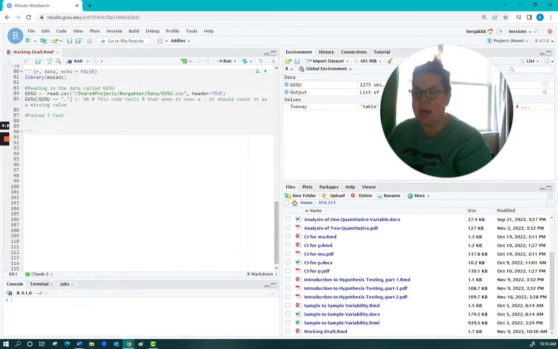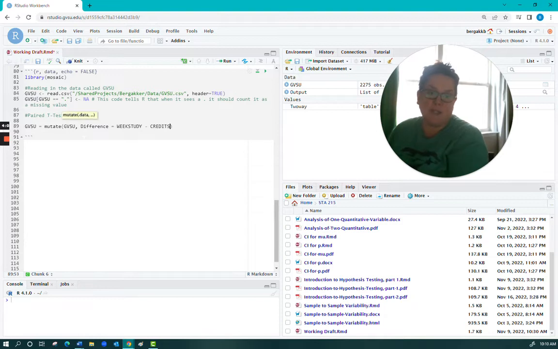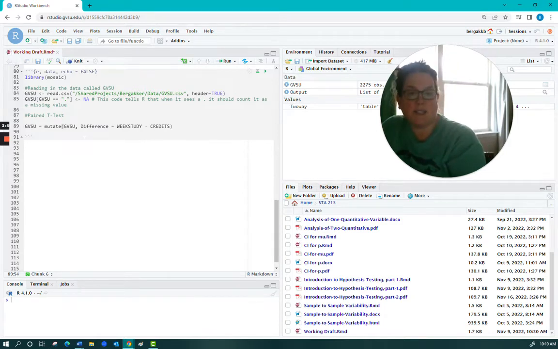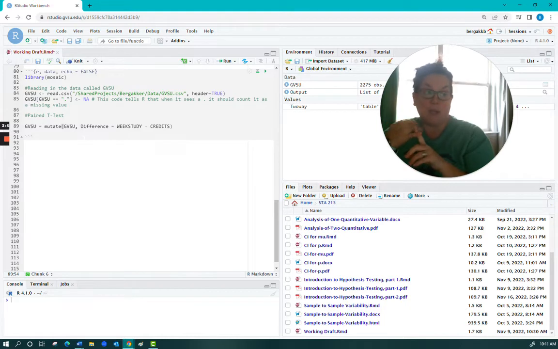And so to do that, I'm going to start by creating a new variable in our data set. Now, what I am essentially doing is telling R that in the GVSU data set, I want you to create a new variable called difference, and I want you to take the week's study and subtract from that credits. It's going to make a whole new variable, so a whole new column, because I expect that the amount of study time per week needs to be greater than the amount of credits.